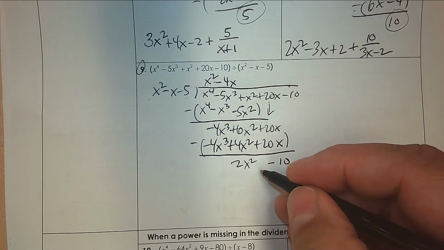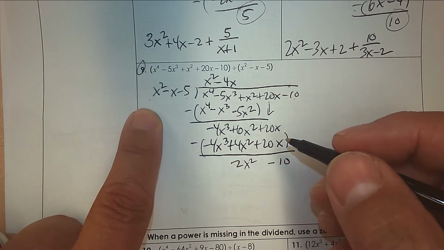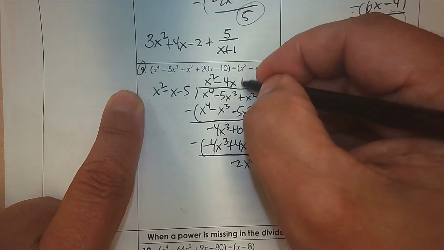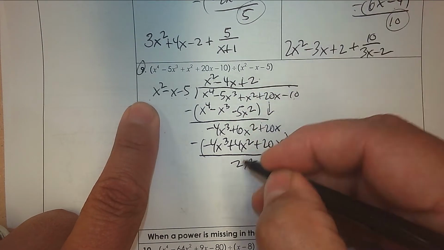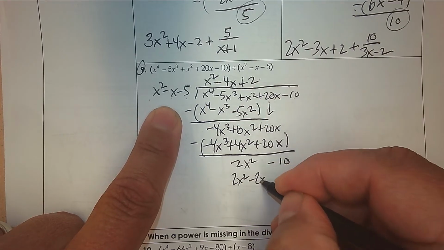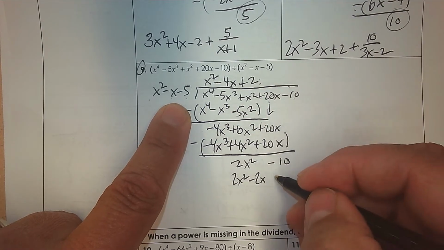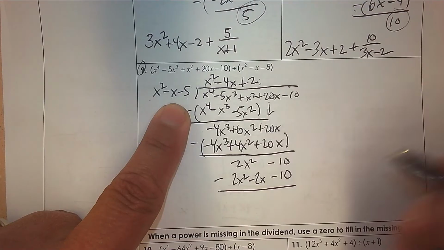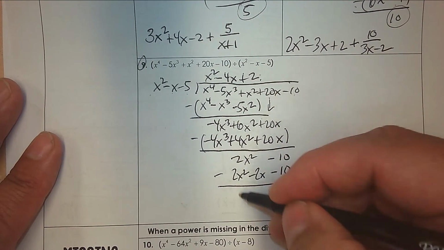I left a little gap there on purpose. What's 2 divided by 1? It's 2. So 2 times x squared is 2x squared. 2 times negative x is negative 2x. And 2 times negative 5 is negative 10. So the reason there's a gap is I needed to have like terms underneath each other.